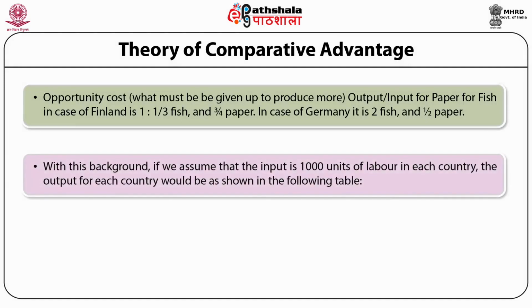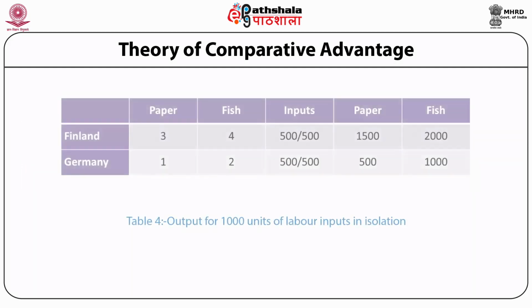With this background, if we assume that the input is 1000 units of labor in each country, the output for each country would be as shown in the below table. Table 4 shows the output for the 1000 units of labor input in isolation. In this situation, there is no trade between the two countries.